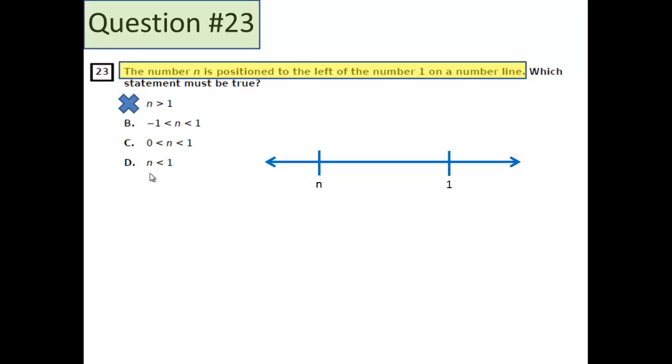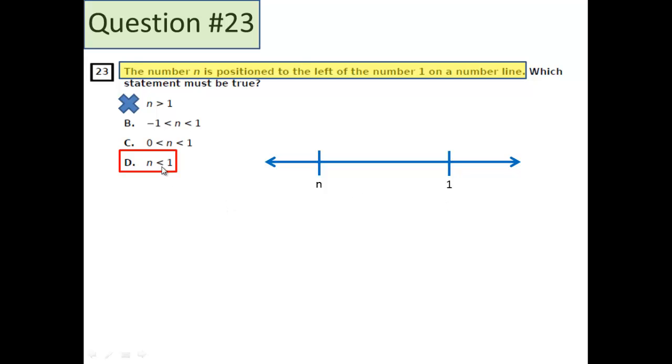Then I look at letter D. N is less than 1. Less than means further to the left on the number line. It's the same thing. N is less than 1. N is further to the left on the number line than 1. That's my answer. I could put any number in for n, like -70. That's true. But letters A, B, and C fail for some values. Letter D works for any value of n that I put in that is less than 1.